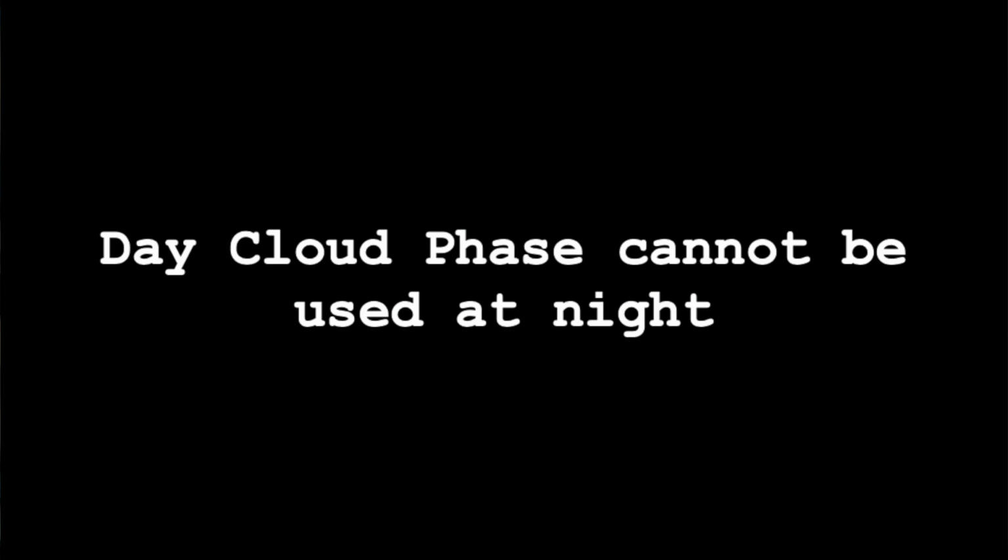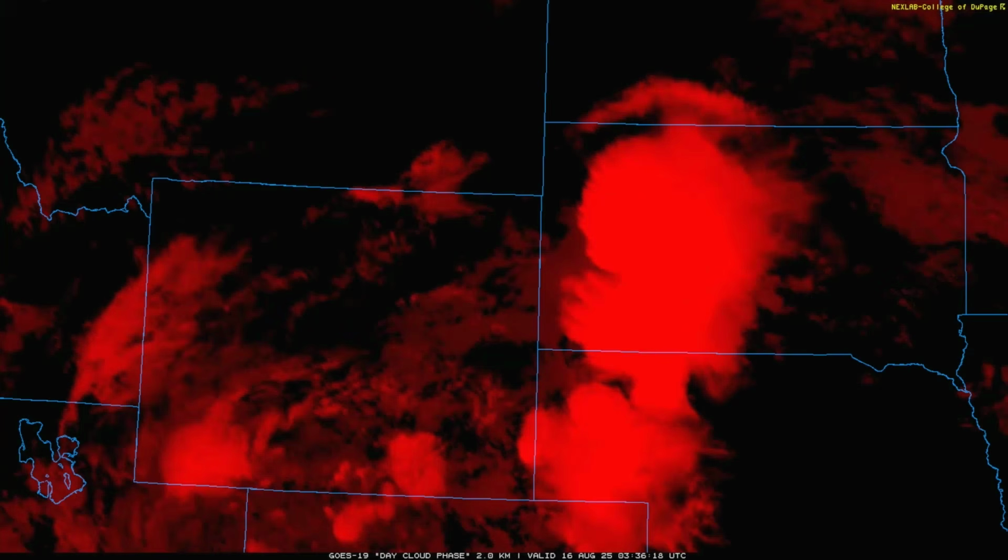As its name suggests, the day cloud phase product can only be used during the daytime because it's drawing in information from band 2, which is the visible satellite band. It cannot be used at night. If you try to use the day cloud phase product at night or when the sun angle is low, so right before sunset, for example, your output is going to be artificially tinted red, which is not going to allow you to differentiate between different cloud phases.